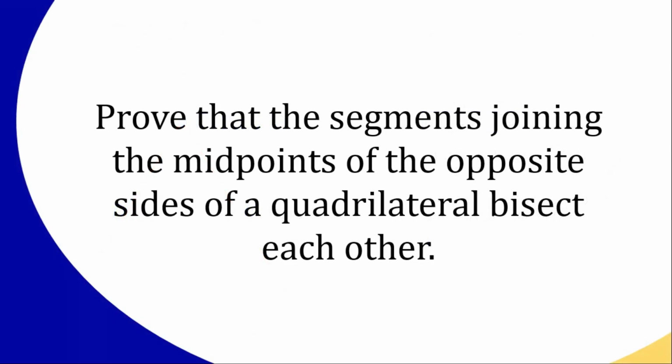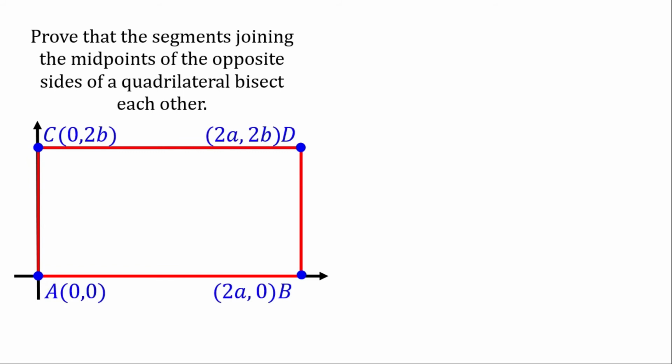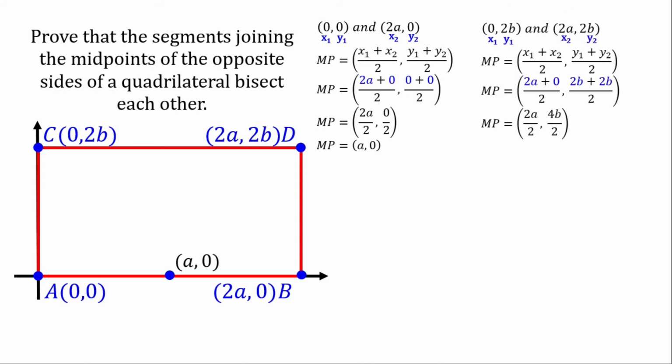For this part, prove that the segments joining the midpoints of the opposite sides of a quadrilateral bisect each other. Let's prove that. This is a quadrilateral. Any quadrilateral will do. I chose a rectangle here and I write these coordinates. Now let's prove that the segments joining the midpoints of the opposite sides bisect each other. Let's get the midpoint of all of these. So that's how we get the midpoints.